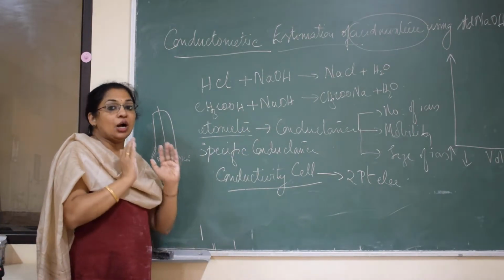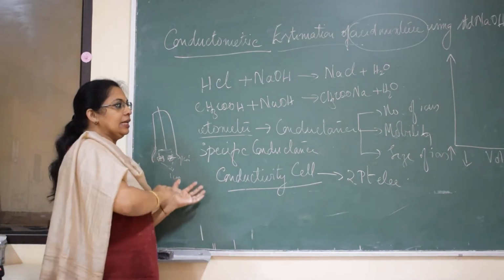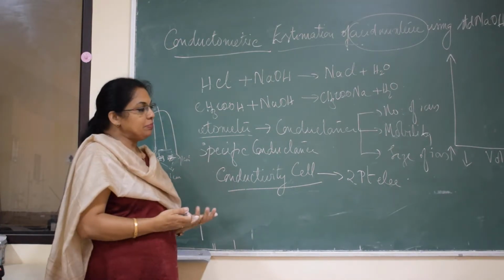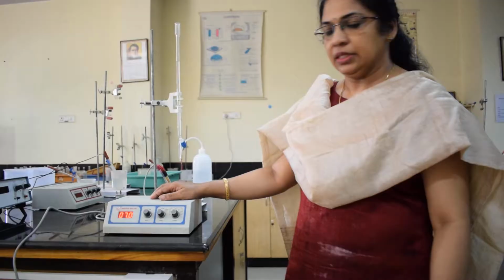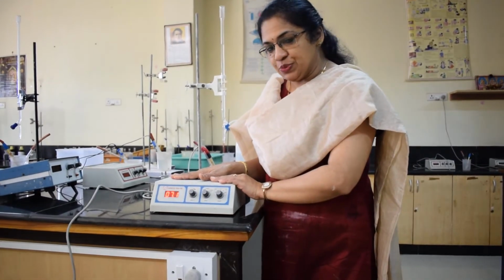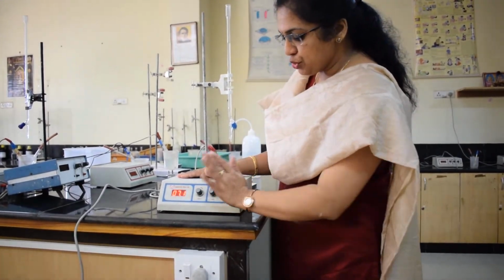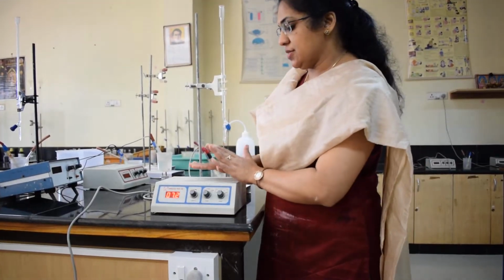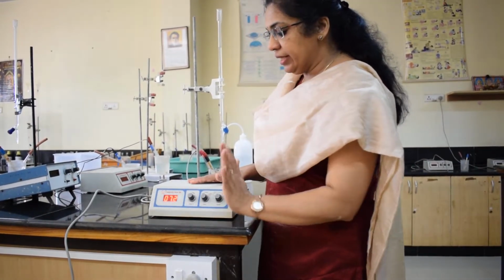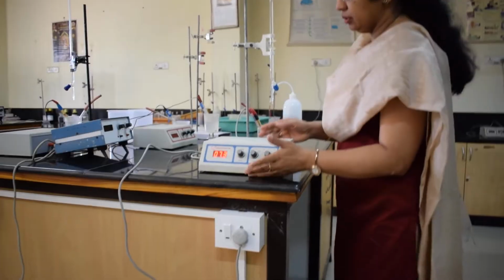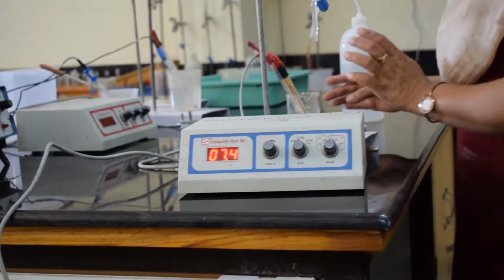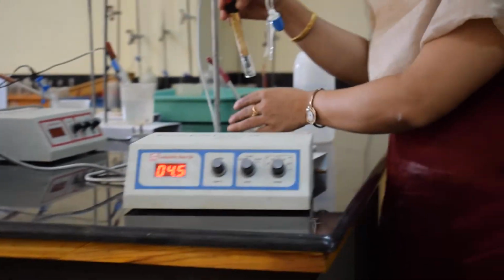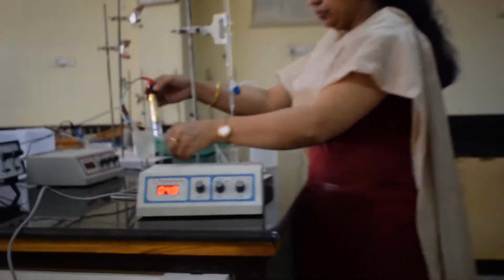Now we will see how to do the experiment, and then again I will come back and tell you what happens and why that change is happening. Now, we get this digital conductivity meter. There are so many knobs. Don't touch any of the knobs. Everything will be adjusted and given to you. Just see that you can note down your readings on this display.